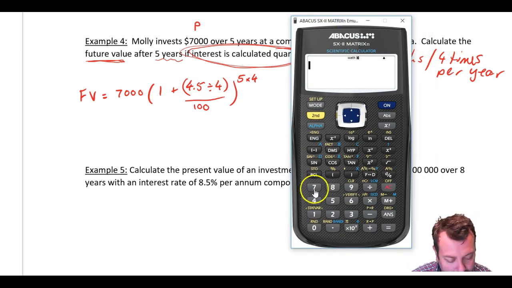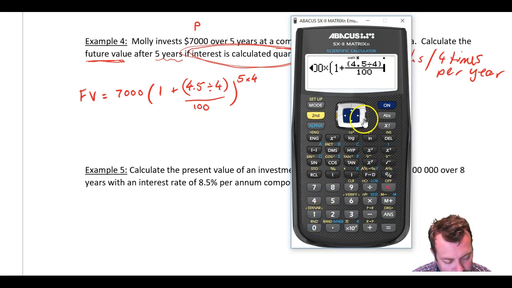So here we go. I want to say 7,000 times in a bracket. Now 1 plus, so far so good. I'm going to put a bracket in here and say 4.5 divided by 4, close my bracket and stick that over a fraction, over 100. Now arrow across and to the power of, so this little button here, the XY one here, you can see, to the power of, I'm going to put a little bracket, 4 times 5.